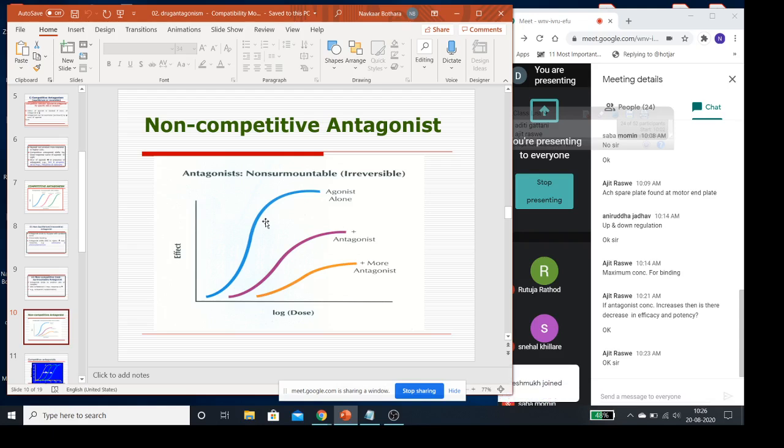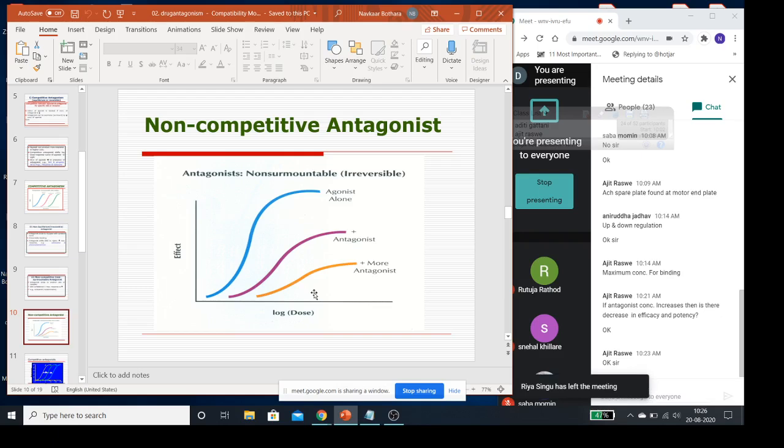If you add more antagonist, there may be a time when all the receptors are blocked. As I told you about spare receptors earlier, it is understood by this mechanism. In this yellowish line, you can see that more antagonist was added, but still a small effect is seen. Why is there a small effect? The effect may be because of spare receptors in that case.